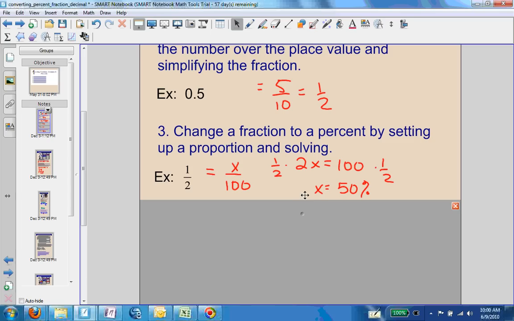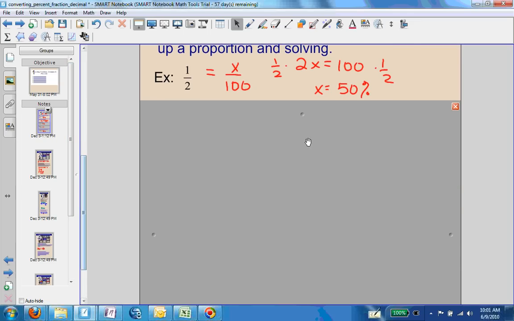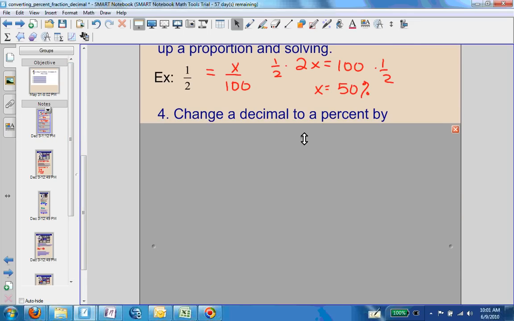And when I cross multiply, I get 2 times x, which is 2x, 1 times 100, which is 100. Divide both sides by 2, or multiply by the reciprocal, and I get x equals 50. Since 50 is over 100, I know that I need to put a percent sign at the end, because that actually means 50% when it's not written over the 100.